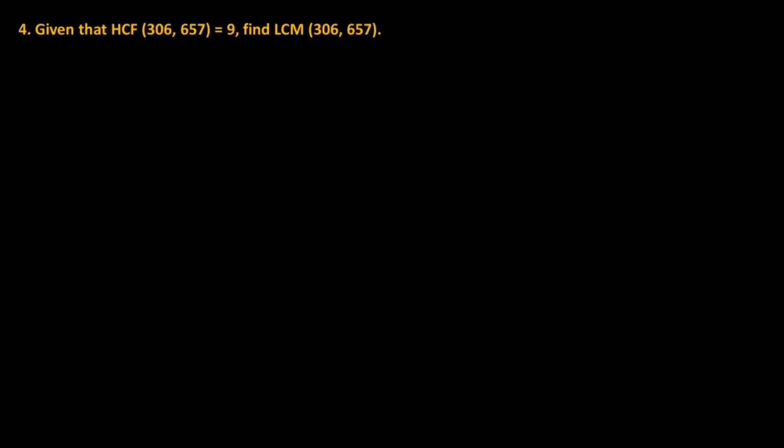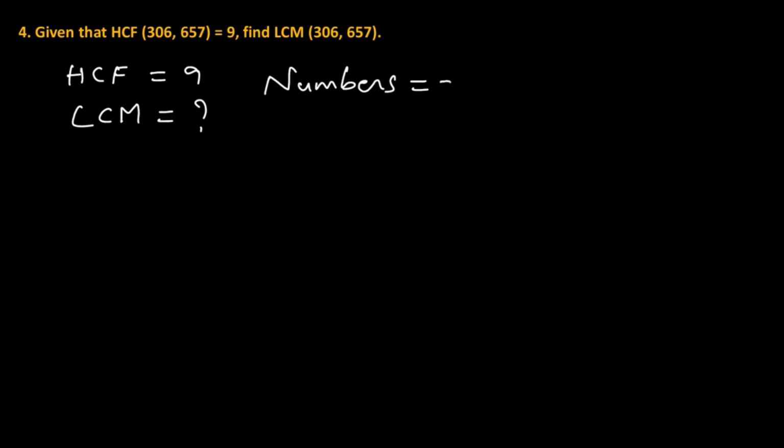Given that the HCF of 306 and 657 is equal to 9, find the LCM of the same numbers 306 and 657. So first write down the given data. What is the HCF? They are telling us the HCF is 9. We don't know the LCM, we have to find it out. The numbers we have here are 306 and 657.